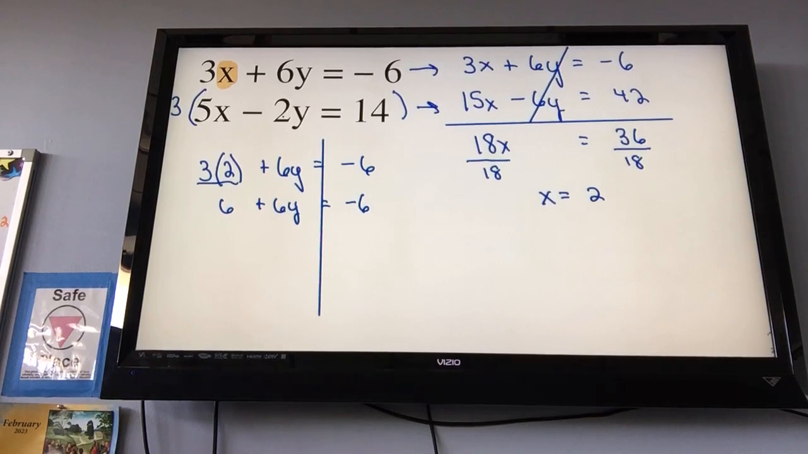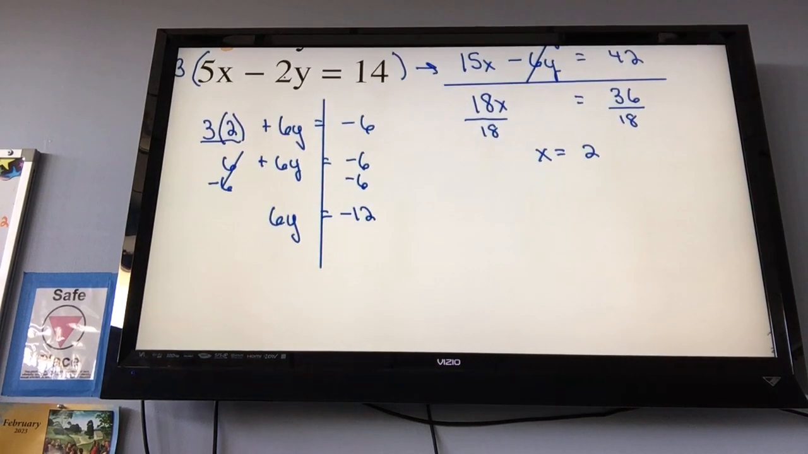Solving for y, move that 6 first. So 6y is negative 12. Those are both negative, so they don't cancel. Negative 6 and negative 6 is negative 12. And divide by 6. And y is negative 2.